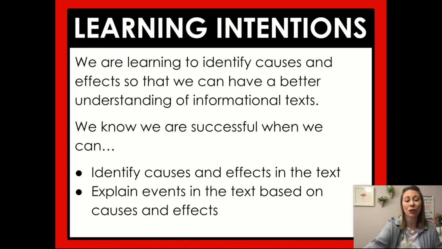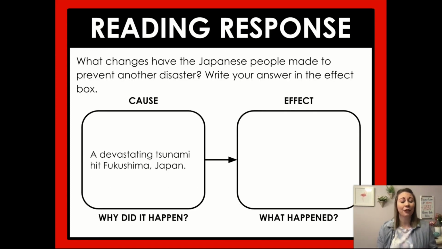Check. So for you guys, for your reading response, you have a question. What changes have the Japanese people made to prevent another disaster? And you need to write your answer in the effect box. So I'm going to tell you why they made those changes. Well, there was a devastating tsunami that hit Fukushima, Japan. So what happened because of that? So what changes did they make to prevent another disaster? All right, and you can reread the page to find out.